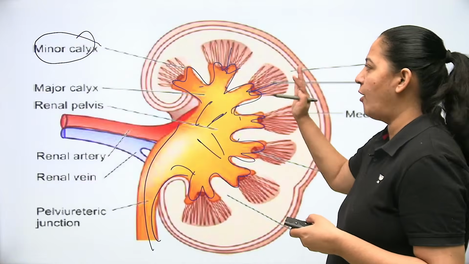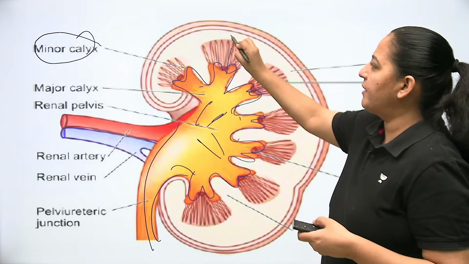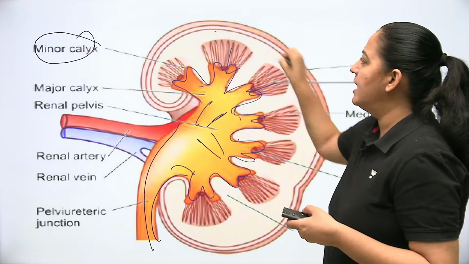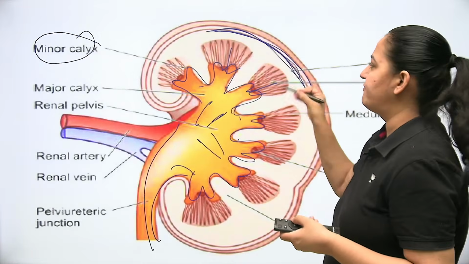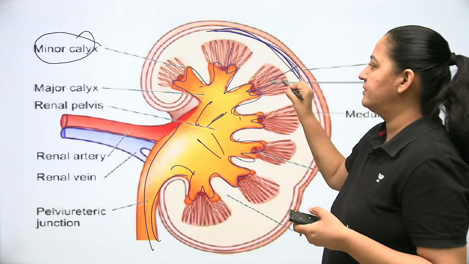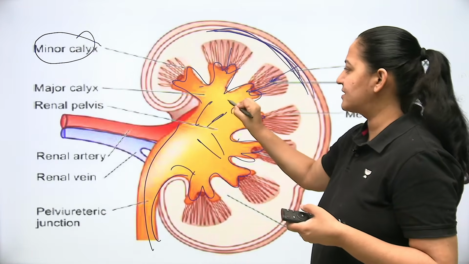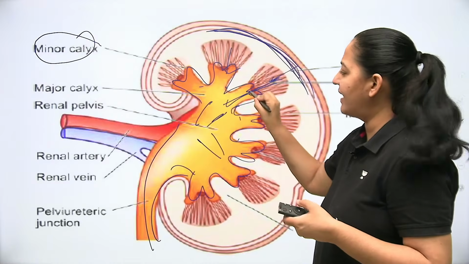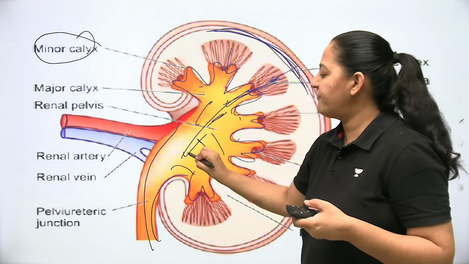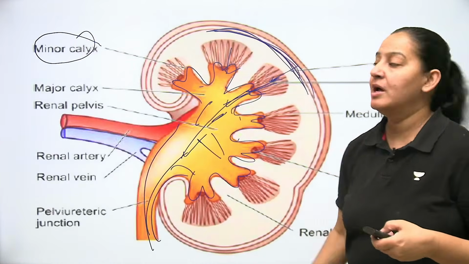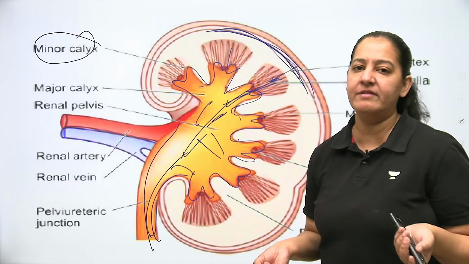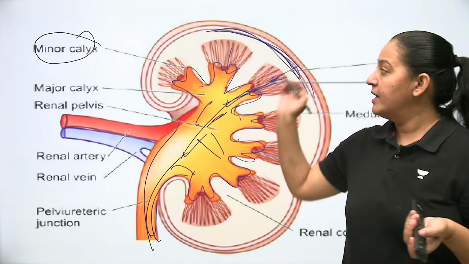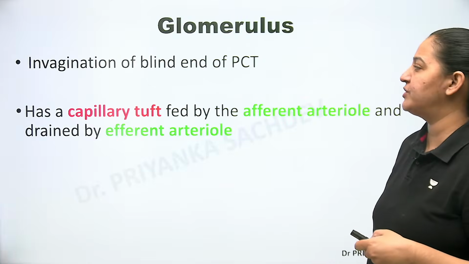Whatever urine is formed in the nephron, I told you 1 million nephrons are present here in the cortex. So in the cortex, glomerular filtration occurs. After that, urine is formed. So urine goes into the pyramid, that is in the medulla. From the pyramid, it comes into the minor calyces, from minor calyces to major calyces, and from major calyces to the ureter. From the ureter, of course, it will go to the bladder and be voided out of the body through the urethra. So this is the complete pathway of how urine formation takes place.